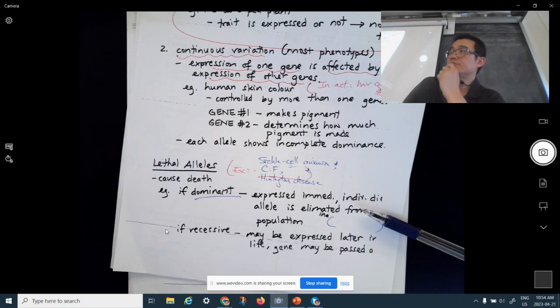Yes. What is Huntington's disease? Well, we can look that up a little bit later. It is actually in the textbook. Questions?